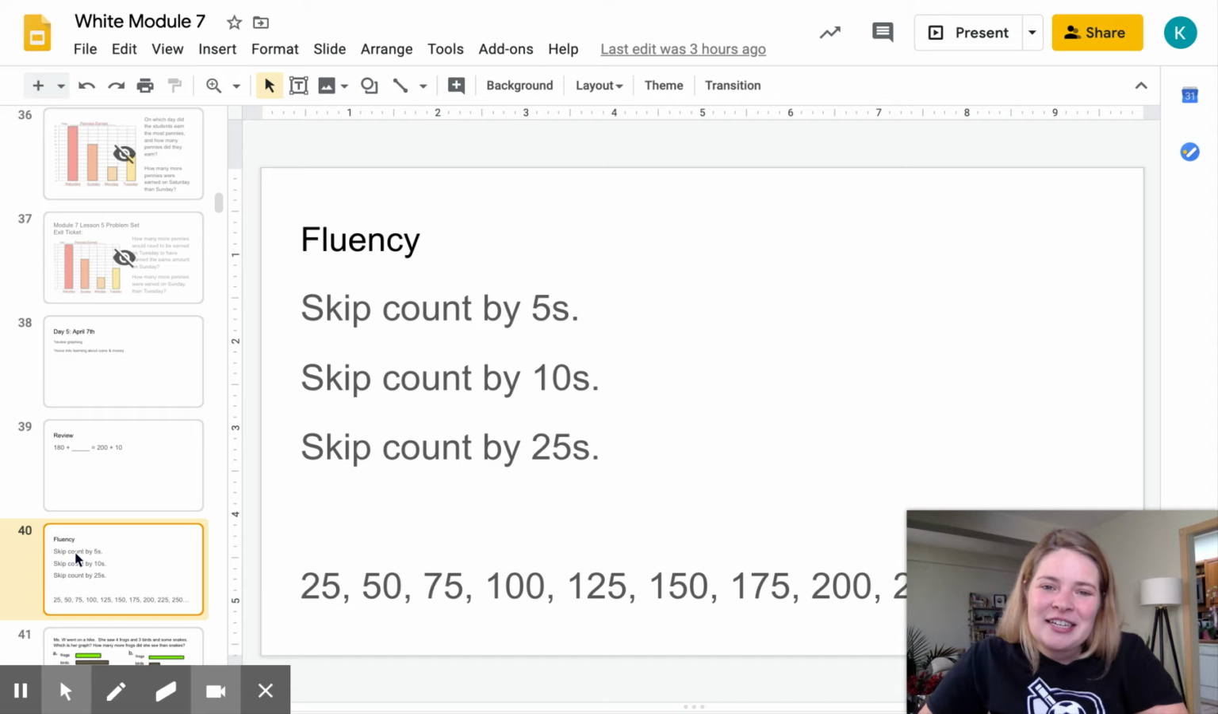Now let's skip count by 25s. 25, 50, 75, 100, 125, 150, 175, 200. Can you predict what comes next? 225. Good work, friends. This will come in handy when we are counting with money in a little bit.